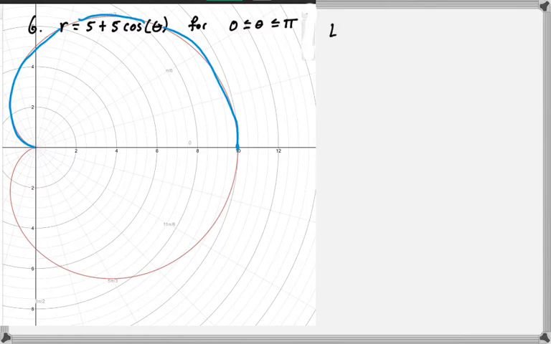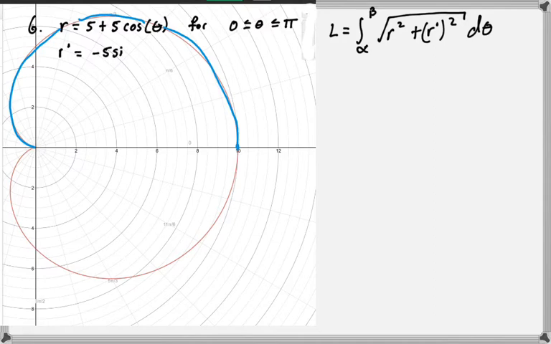Alright, so the length is equal to the integral from alpha to beta of the square root of r squared plus r prime squared, and when I say r prime, I mean dr d theta, and then d theta. R prime is equal to negative 5 sine of theta.